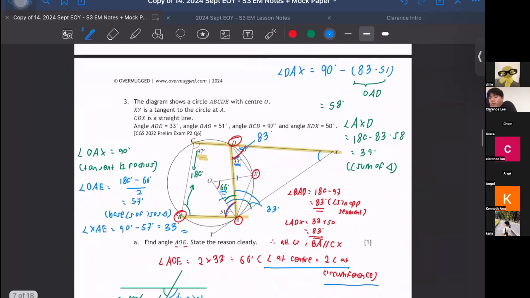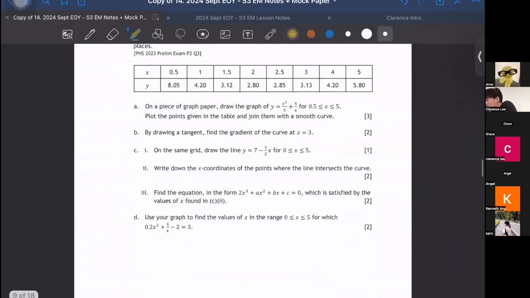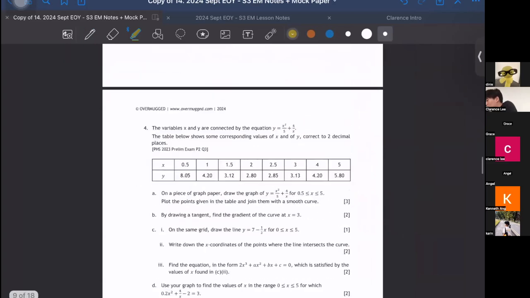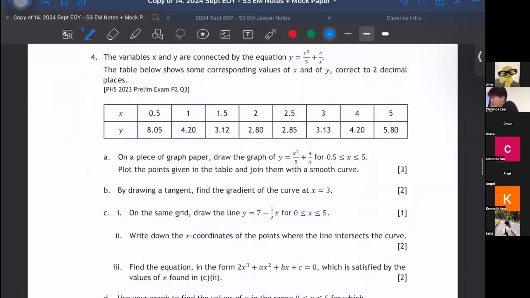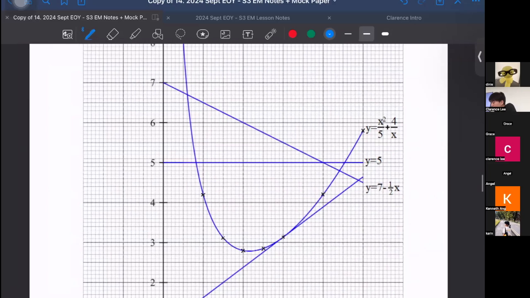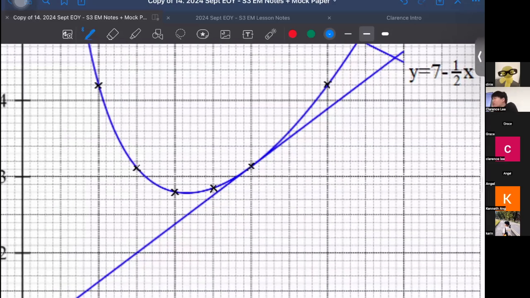Okay, so I'll move on to your graph question. When you look at this graph question, I have the answer for the plotting over here, but I won't talk about how to draw a graph. For part B, once you plot the graph, you want to find the gradient of the curve at x equals 3. Even if the question didn't say draw a tangent, you must draw a tangent. And take note, when you draw this tangent, you can only touch the graph at one point where x is equal to 3. So if you look at the graph over here, you will only touch at one point, which is x equals 3.